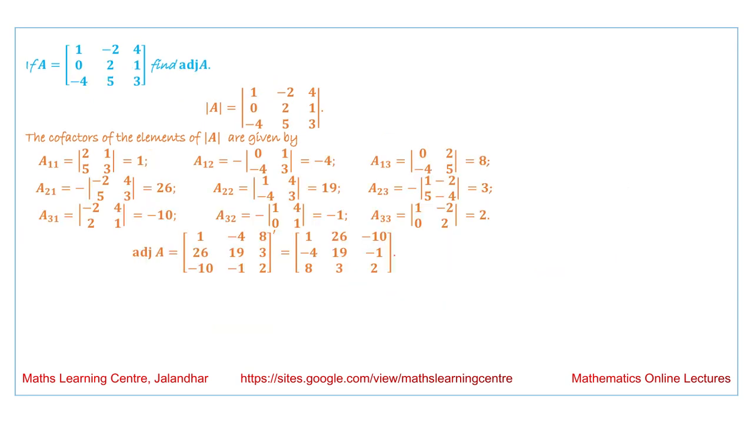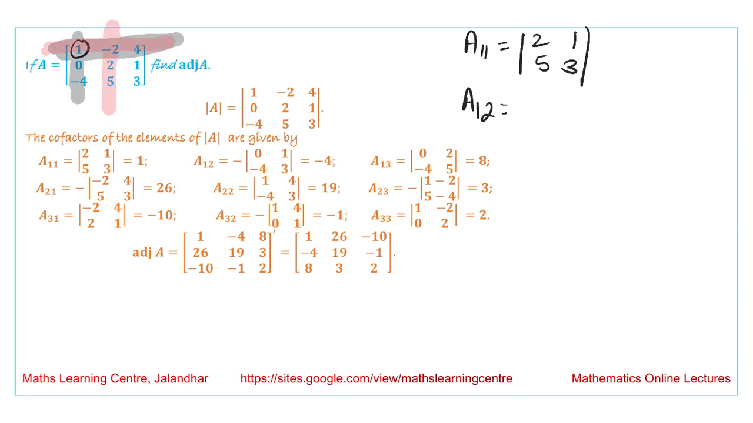Now next we have, if A is this 3 cross 3 matrix, we have to write the adjoint of A. So we write the cofactors corresponding to the terms. We are talking about the cofactor corresponding to this first term, it will be A11, that is equal to, how do we write a cofactor, we leave this row, we leave this column, what we are left with is 2, 1, 5, 3. Next, when we write the cofactor corresponding to A12, it means we are leaving this first row and this second column.